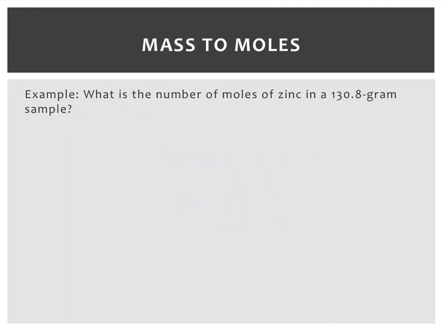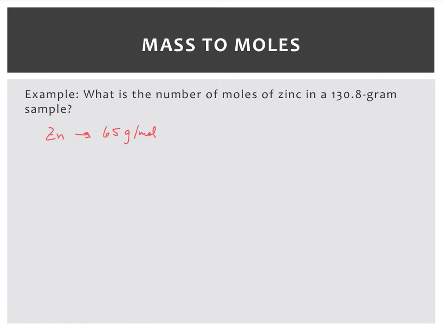All right, now we're going to look at the reverse here, going from mass to moles. Now we're looking for the number of moles of zinc in a 130.8 gram sample. All right, so let's find zinc on the reference table. Okay, found it. Zinc has a molar mass of 65. We're going to use 65 grams per mole.